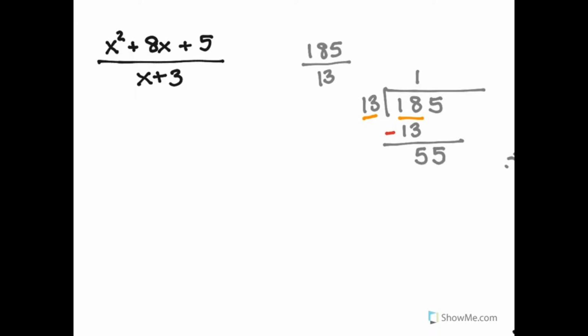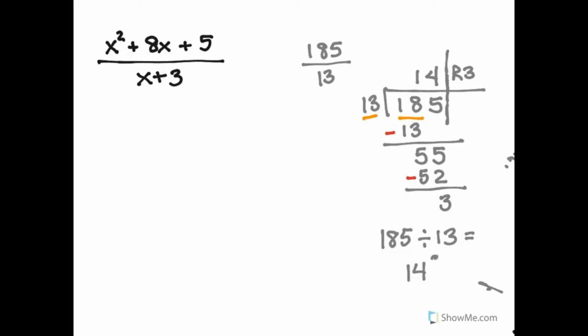Bring down the next 5. 13 goes into 55. 4 times 13 is 52. Then I subtract again and I get 3. That 3, since I'm all the way to the end of the number here, is the remainder. Now we can write the remainder as a fraction, so 185 divided by 13 is equal to 14 and 3/13.